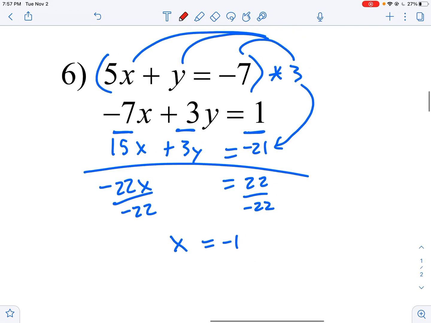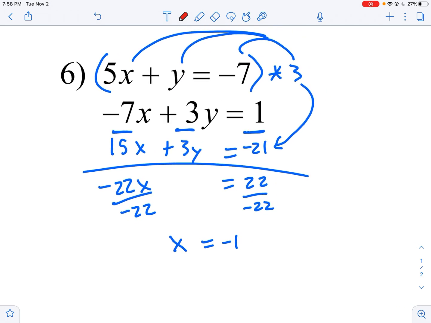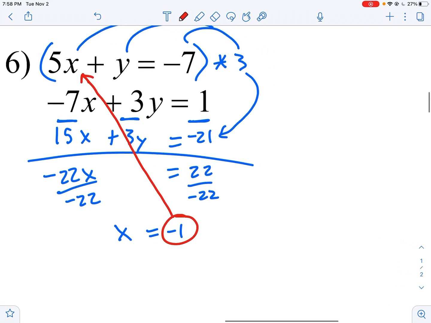This is not all, though. Hopefully you did more than this in your own solution. You do have to find your y value. I can take this negative 1 and put it into either equation. Any of them is fine. I particularly like the first one because I see that there's just a y here, and on this one there's a 3y. The second one takes a little bit more work to solve for y. So I'm going to go for the first one, and I'm going to write that out.